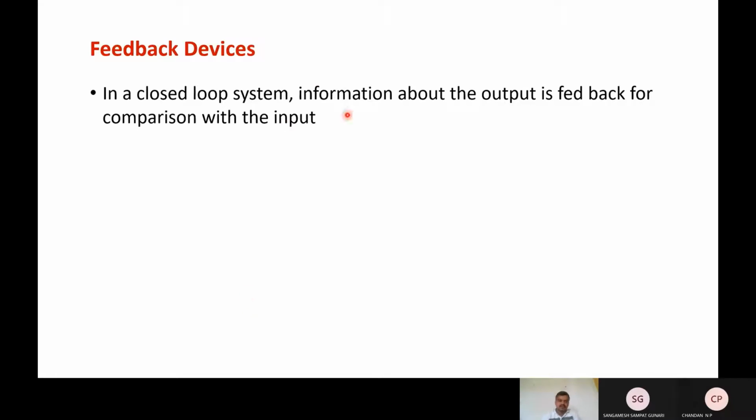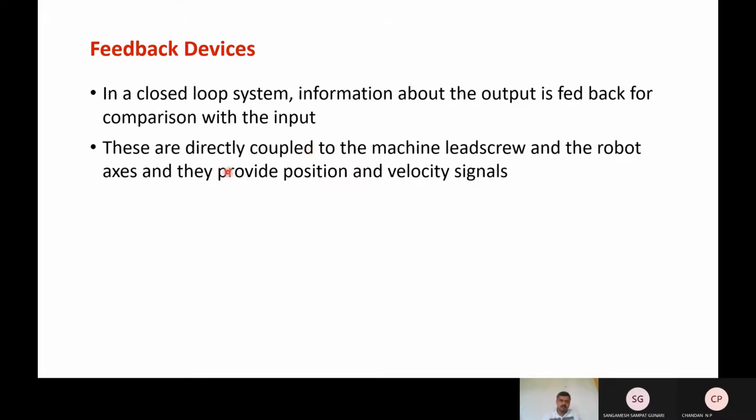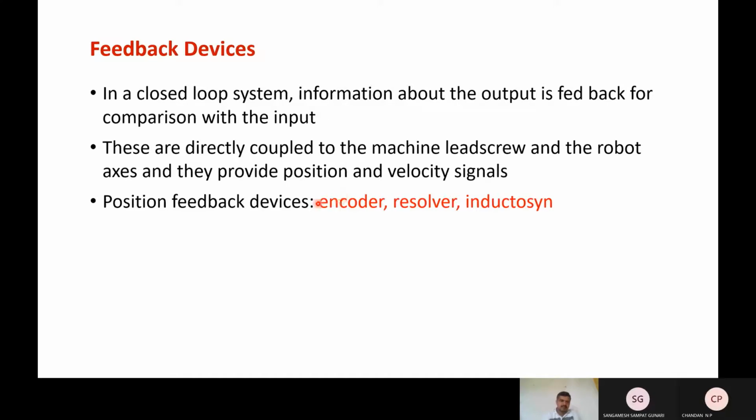Okay, in a closed loop system, information about the output is fed back for comparison with the input. These are directly coupled to the machine lead screw and the robot axis, and they provide position and velocity signals. Position feedback devices, these are some of the examples, and these are included in the syllabus: encoder, resolver, inductosyn. Velocity feedback devices: tachometer. Okay, we are going to discuss the working principle of these 4 devices.